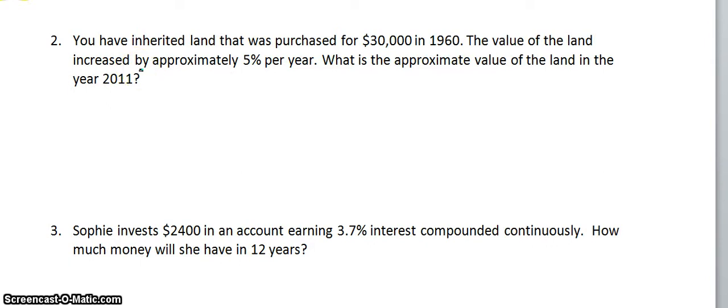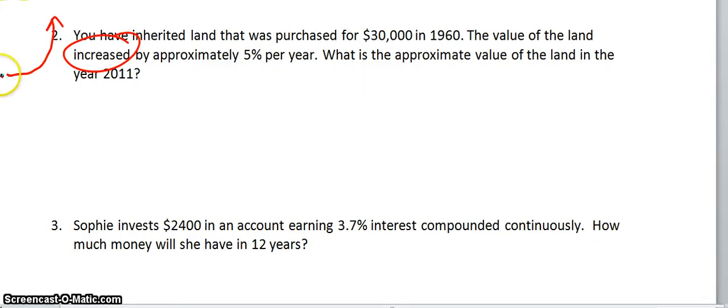You've inherited land that was purchased for $30,000 in 1960. The value of the land increased by approximately 5% per year. What is the approximate value of the land in 2011? It says that the value has increased. So over time, you start off smaller, and then it grows and grows and grows. So this is an example of exponential growth this time. Then you want to write your growth formula. We're talking about land, so I'll do land over time, and that's my Pert formula: initial amount times e to the rate times time. No negative, because it's not exponential decay, it's growth.